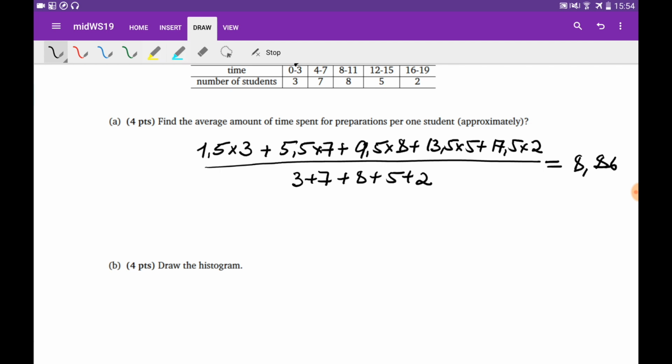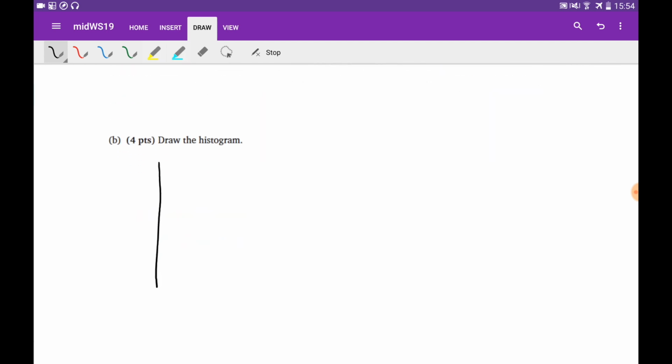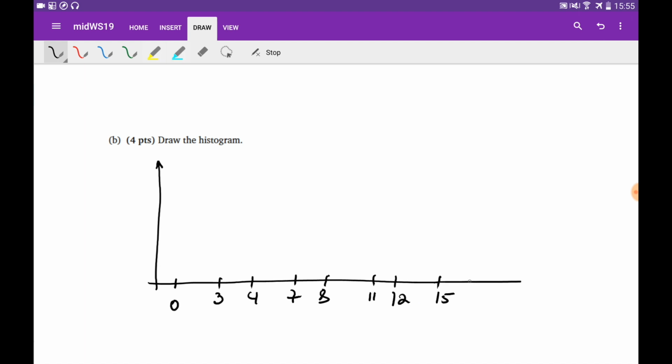So in the second part of this question, we're required to draw the histogram. In order to do this, we are going to just draw the bars for all the classes. I've got the classes between 0 and 3, 4 and 7, 8 and 11, 12 and 15, 16 and 19.